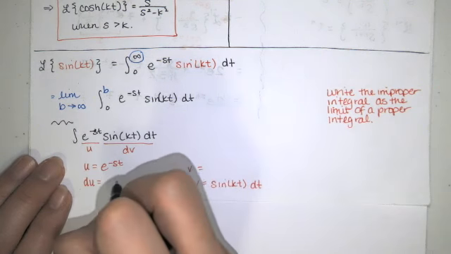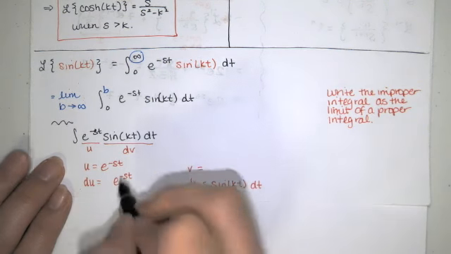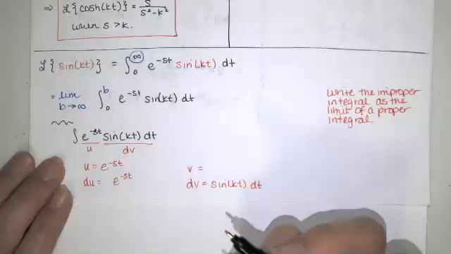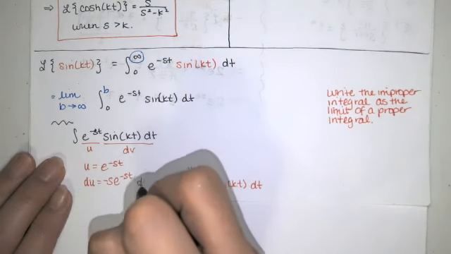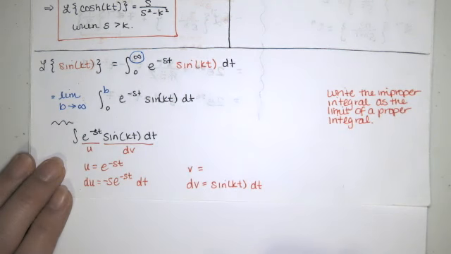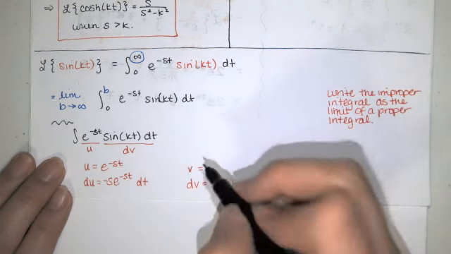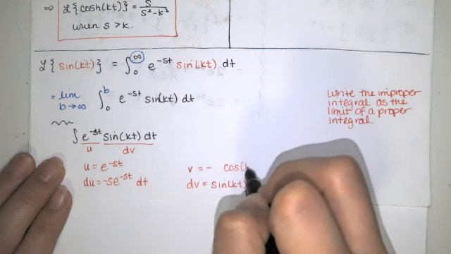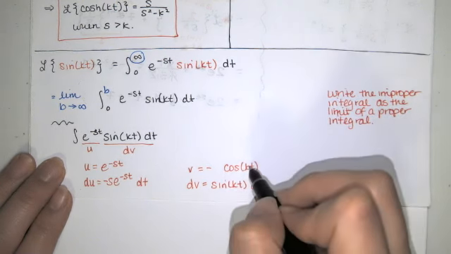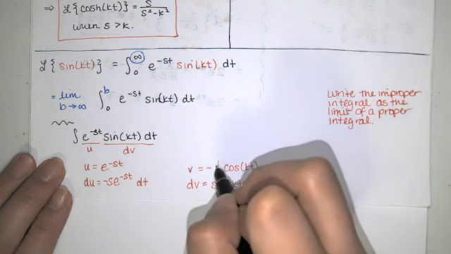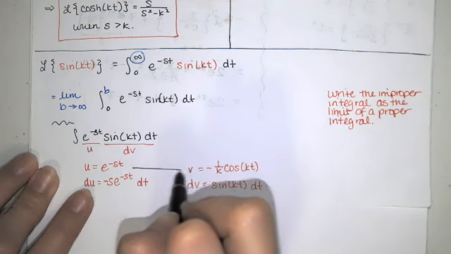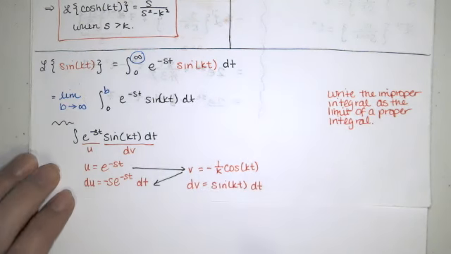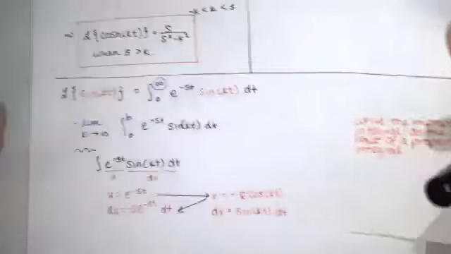Well, the derivative of e to the negative st is the exponential function times the derivative of the inside with respect to t. And the derivative of a constant times t is that constant. And then don't forget to multiply by your dt. The antiderivative of sine is negative cosine. And if I were taking the derivative of that, I'd multiply by a k. Since I'm taking the antiderivative, I divide by k. Well, then according to integration by parts, the result is u times v minus the integral of v du. So we end up here.